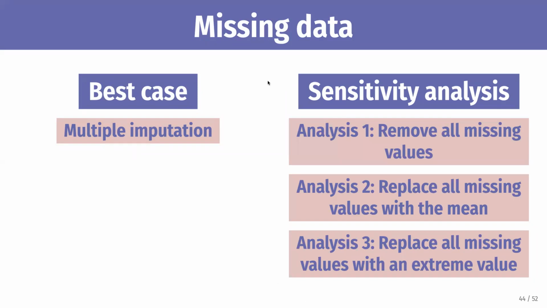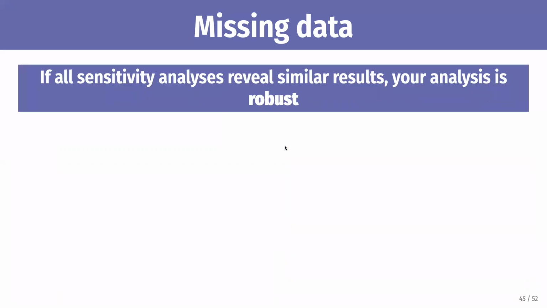First, you might just do a complete case analysis, where you remove all the missing data. Then you might do a second analysis where you replace all the missing values with the average value. And then a third analysis, maybe you would replace all the missing values with an extreme value. Picking the right extreme value here is going to drive your sensitivity analysis. You could pick different values for all of your missing data and see how it might change your result. Ultimately, if all of those 3 analyses reveal similar results, then your analysis is robust.